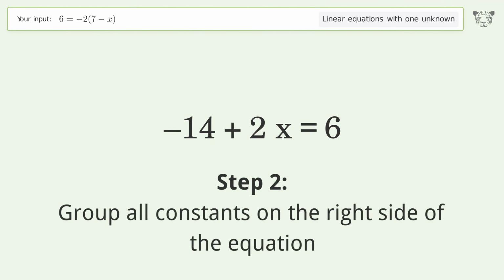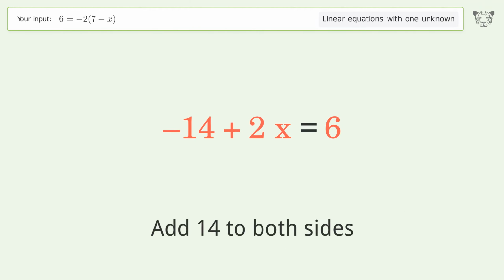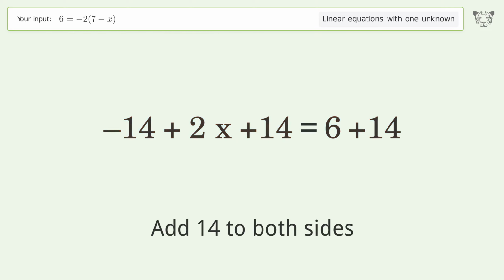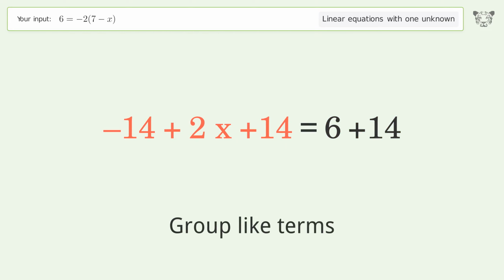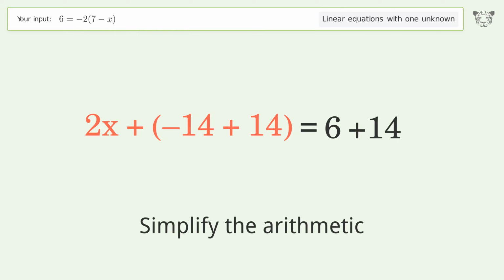Group all constants on the right side of the equation. Add 14 to both sides. Group like terms. Simplify the arithmetic.